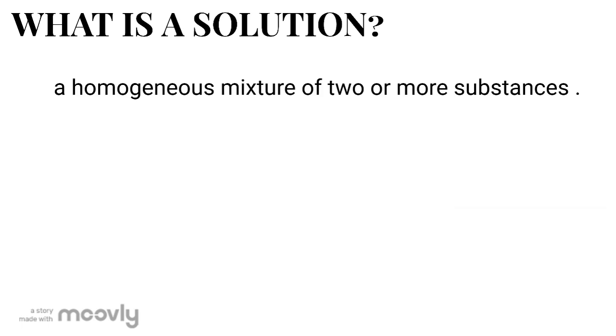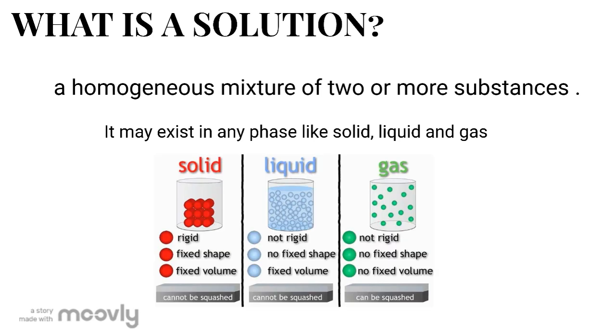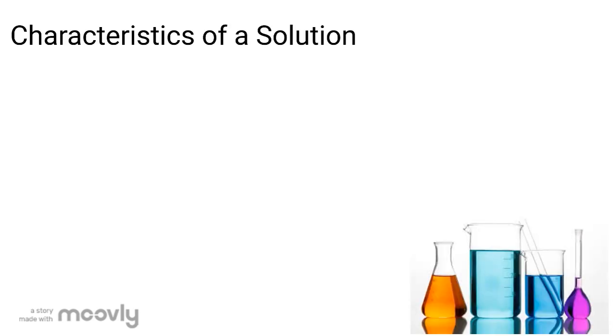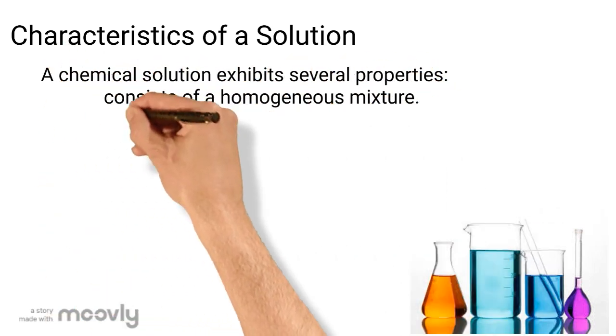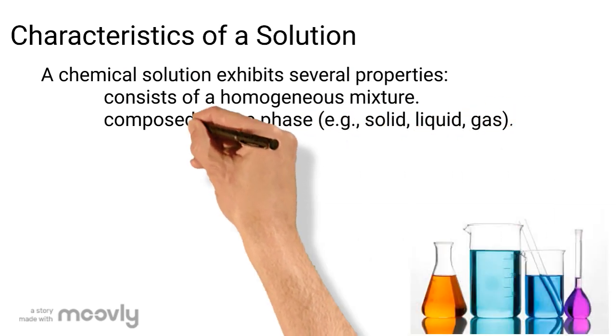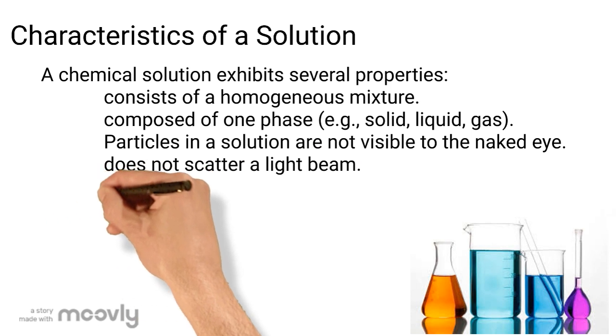A solution is a homogeneous mixture of two or more substances. It may exist in any phase like solid, liquid, and gas. A chemical solution exhibits several properties. It consists of a homogeneous mixture. It is composed of only one phase.